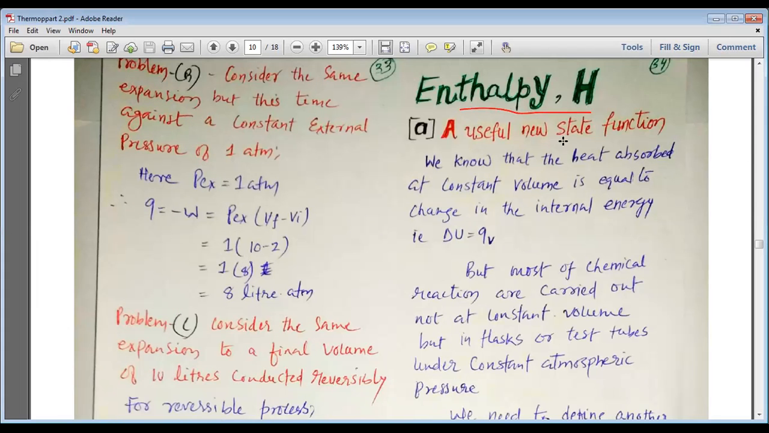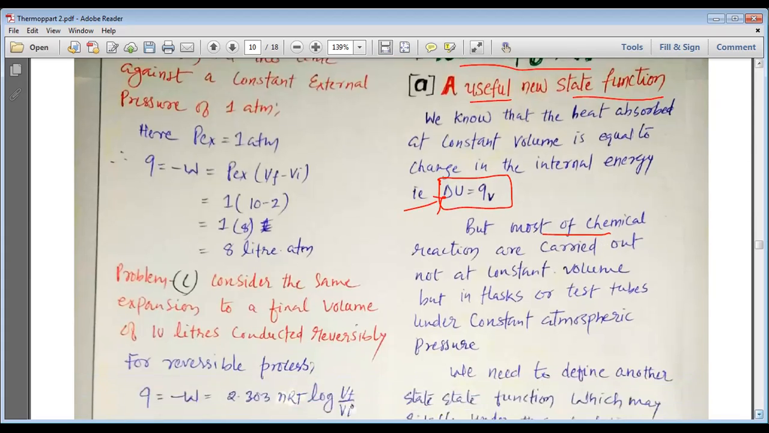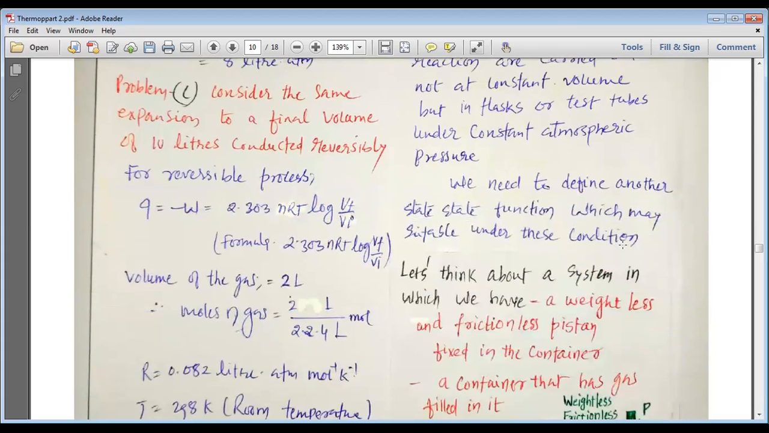So, enthalpy is a useful state function. We are already aware, my dear students, that if the heat is exchanged at constant volume, we consider it as a change in internal energy. But most of the chemical reactions we do in the laboratory are done at constant pressure.